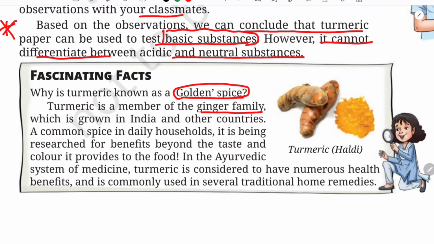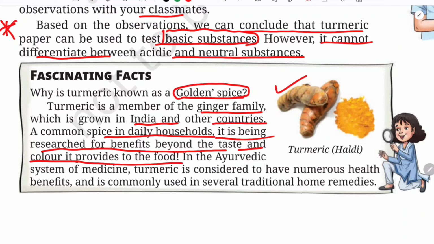And why is turmeric a member of the ginger family? See, this is the fresh turmeric, which is before making a powder. So it looks like ginger, isn't it? So it is from the ginger family, which is grown in India and other countries. A common spice in Delhi households. It has been researched for benefits beyond the taste and color it provides to the food.